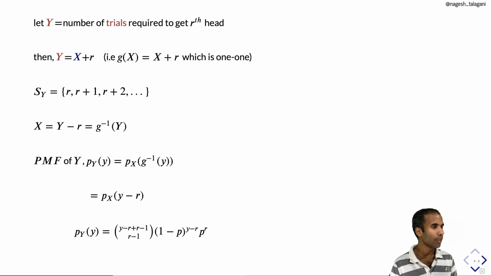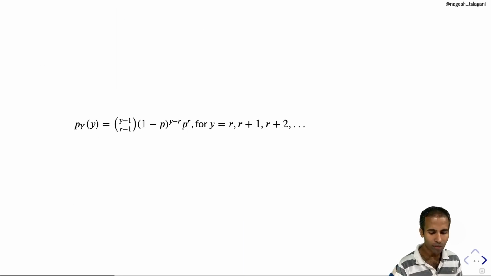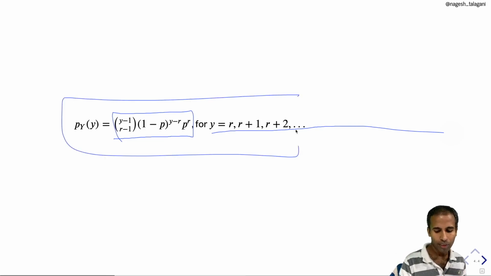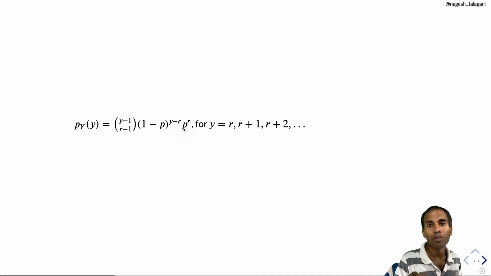Next. So the Py of y is y minus 1 choose r minus 1, 1 minus p to the power of y minus r times p to the power of r, where y varies from r plus 1 and so on. This is the PMF of y which we obtain in terms of the PMF of x. Fine. In this example, we have used the transformation y equal g of x, which is 1-1, to find the PMF of y in terms of the PMF of x. In the next example, we are going to use the transformation y equal g of x, which is not 1-1. Then we will find the PMF of y in terms of the PMF of x.